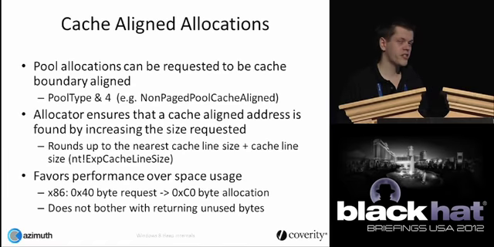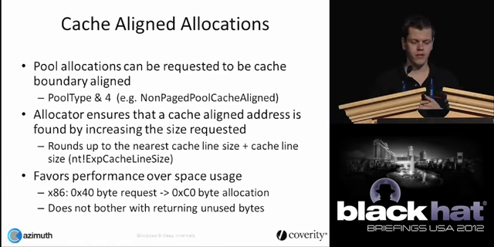So I briefly mentioned cache-aligned allocations. When you allocate pool memory, you can request it to be aligned on a cache boundary, meaning that you won't have the double cache. You could potentially just have one cache miss instead of two, depending on which address the allocation is at. And you do this by giving it the pool type of 4, which is a non-paged pool cache aligned or paged pool cache aligned, anything like that.